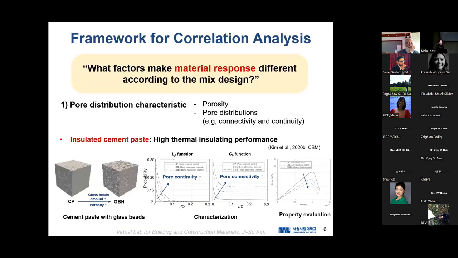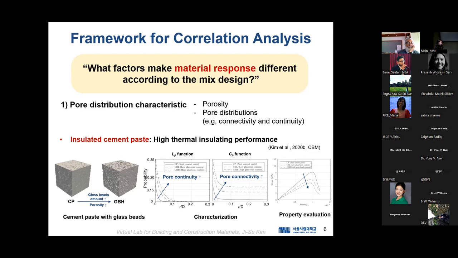When I was in the very first year of my graduate studies, one question came into my mind: which factors make the material property different according to the mix design? We can find the answer from textbooks or other sources, but I would like to introduce some of my own answers to this question regarding microstructure characteristics. For example, the answer could be the pore distribution characteristics. The porosity or the pore distribution can affect the material responses.